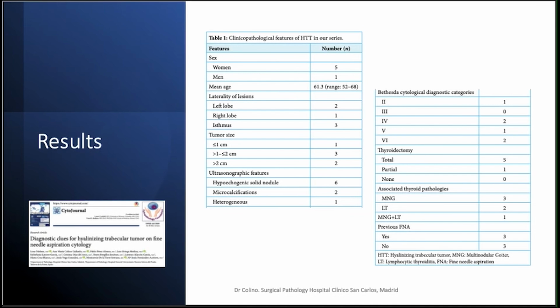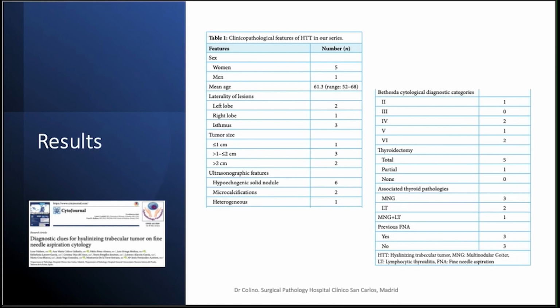Regarding cytological diagnosis, the majority, 5 out of 6, were categorized as either suspicious for follicular neoplasm, category 4, suspicious for papillary thyroid carcinoma, category 5, or positive for papillary thyroid carcinoma, category 6. Only 1 case was deemed benign, where the cytopathologist highlighted an abundance of Hürthle cells in the cytological specimen. Notably, none were classified under atypia of undetermined significance, category 3.